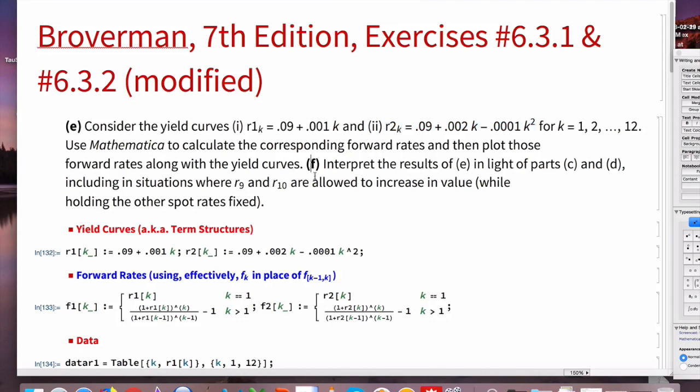And then part F, the most important part, we're going to interpret the results that we see from part E in light of parts C and D, which I'll remind you of when we get there from the first part of the video, including situations where R9 and R10 are allowed to increase in value while holding other spot rates fixed. I could have picked R11 and R12, but I decided I wanted to pick R9 and R10 because we're going to see that R11 and R12 are, well, R11 is unaffected by R9 and R12 is unaffected by R10, but you'll see what I mean when we get there.